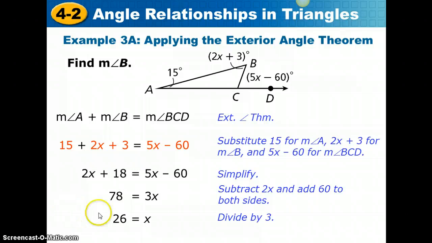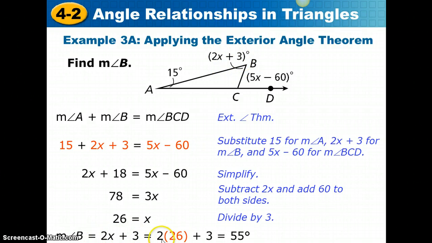Okay, in solving this equation, you should have gotten x equals 26. The next step to find the measure of angle B is to plug in the value 26 for x in the expression for angle B, which is 2x plus 3. So in doing that, we get 2 times 26 plus 3. 2 times 26 is 52. 52 plus 3 is 55.